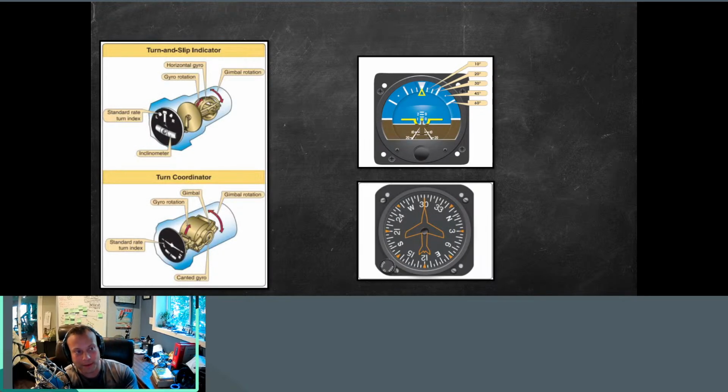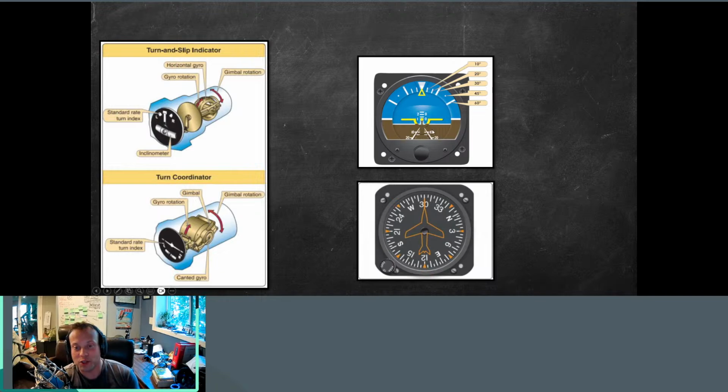Now, the three instruments here, the turn and slip coordinator, the attitude indicator, and the heading indicator, are all going to operate very similarly. There's a spinning disc inside each of these instruments. Now, the attitude indicator is going to give you information about your nose position relative to the horizon, your wings relative to the horizon, and in terms of angles. So your little triangle here is going to indicate angles of bank, if you turn left 10, 20, 30, 45, or 60 degrees, and if you pitch up or pitch down.